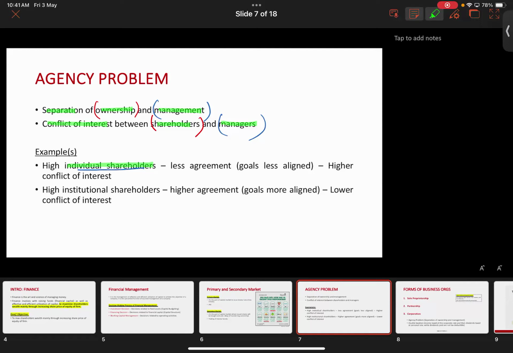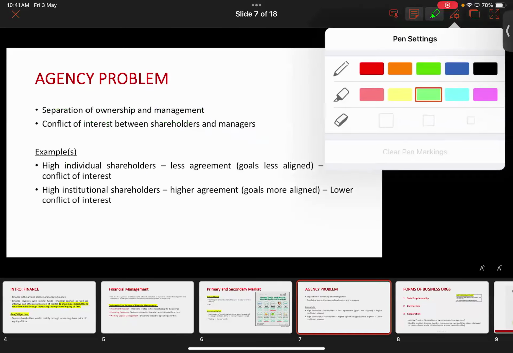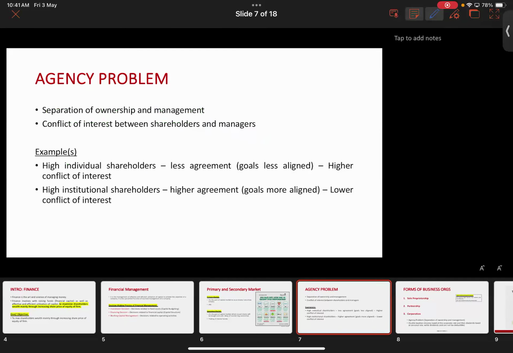So if the company has more individual shareholders like us, that means everyone has a bit of the stake of the ownership of the business. So if they want to ask for our opinion, they have to listen to a lot of people. So the goals are less likely to be aligned. So you can think about high individual shareholders like this. That means everyone will have a stake of the ownership. Let's say everyone has one stake.